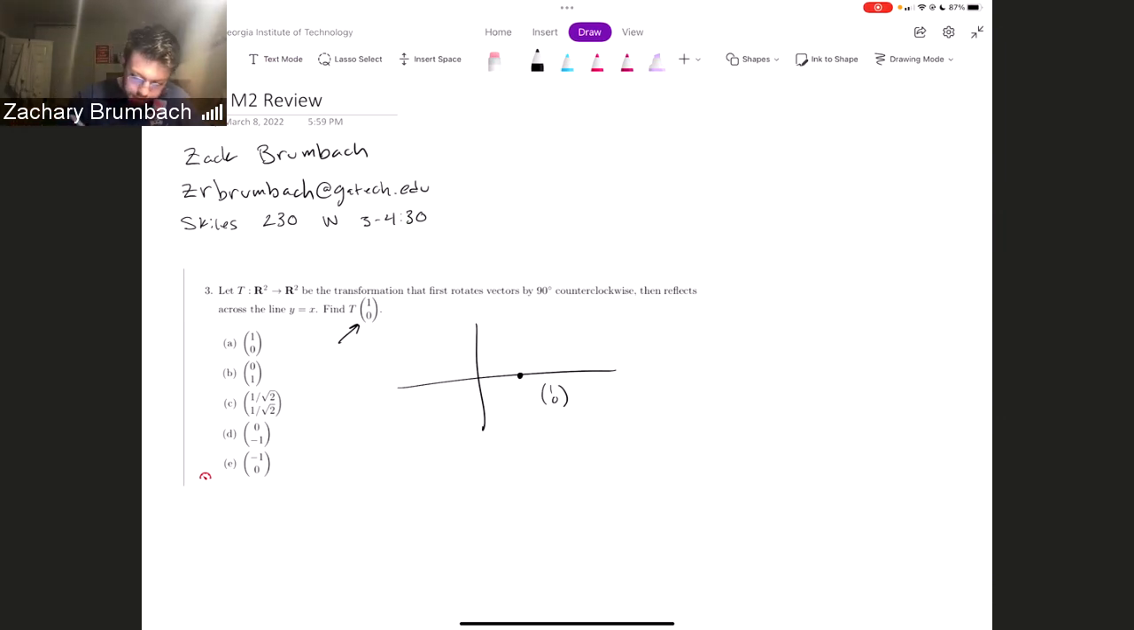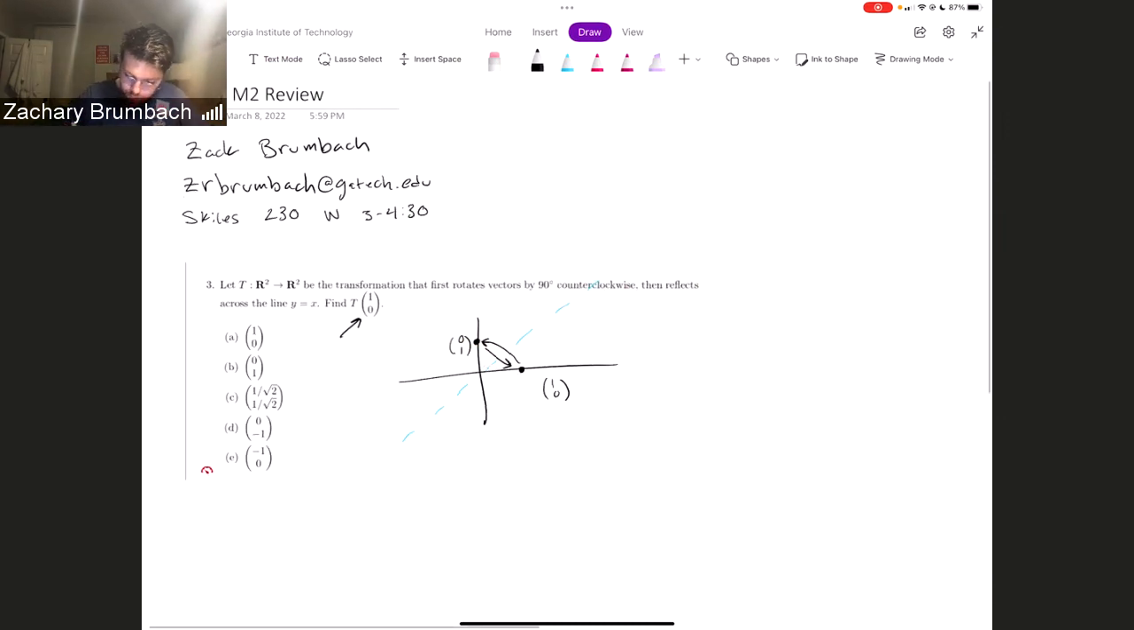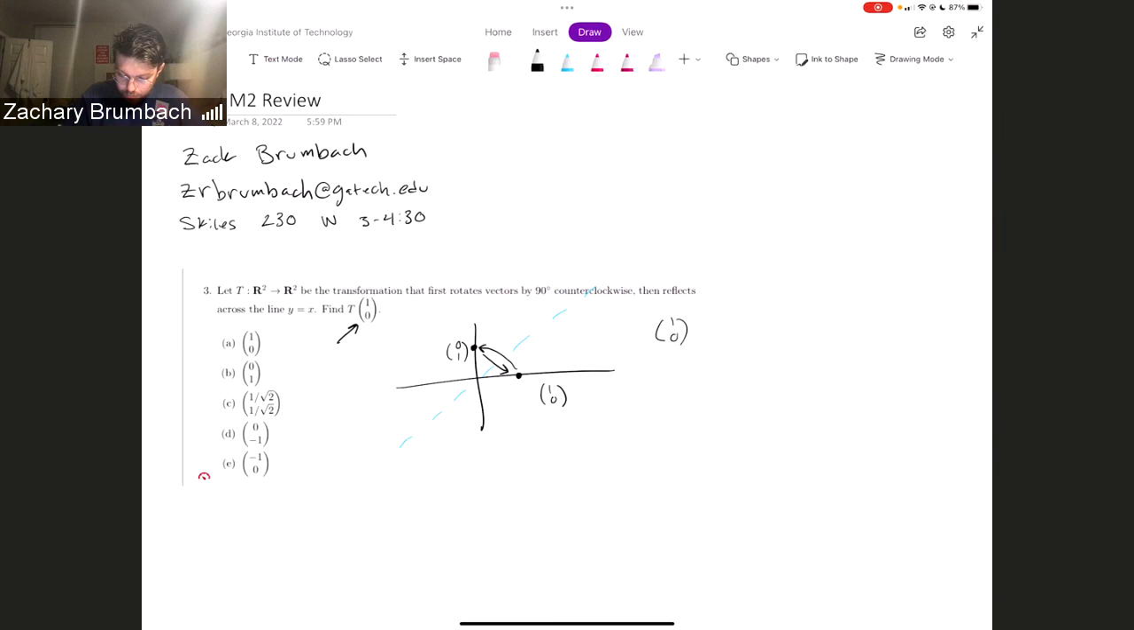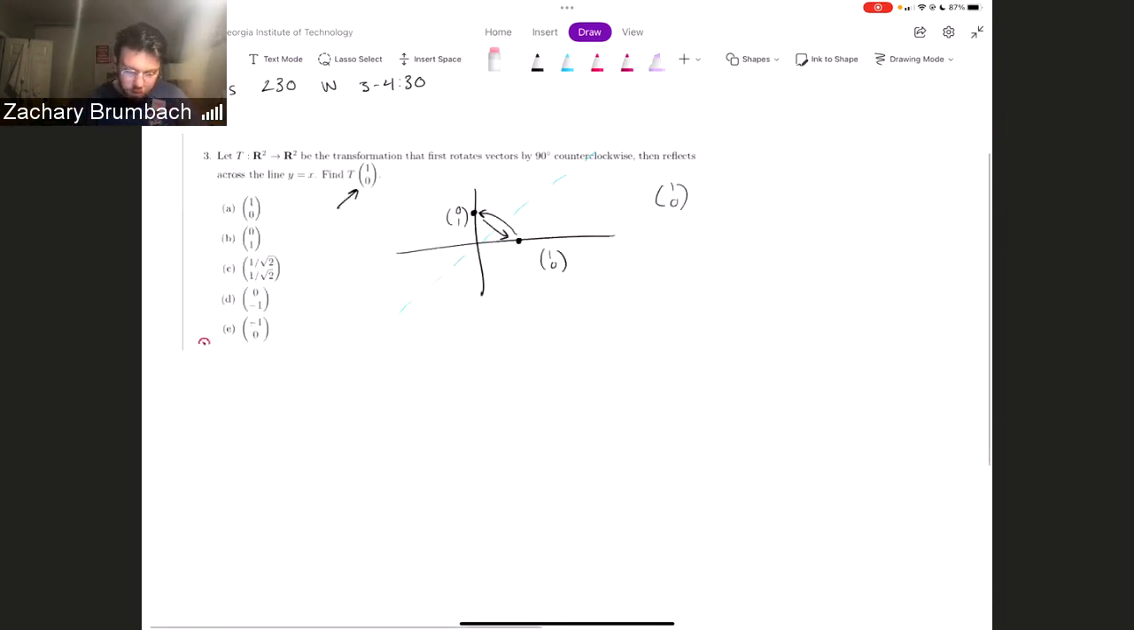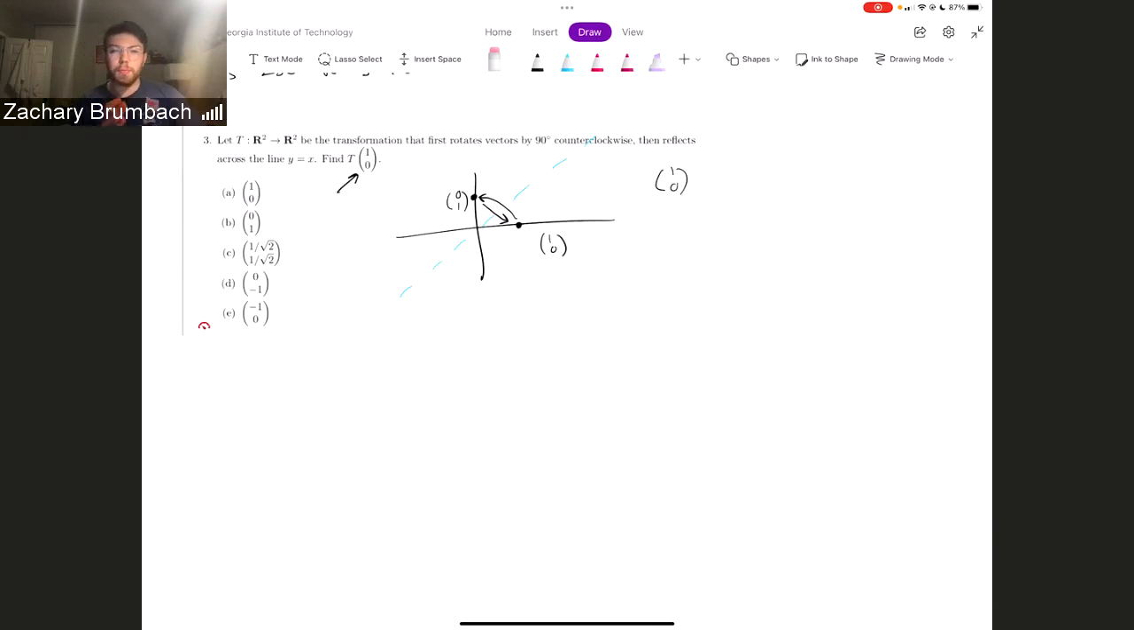The first thing that we do is rotate the vector by 90 degrees counterclockwise. That moves us to 0, 1. Then we're reflecting across the line y equals x, so we're flipping right back, and we should return right back to 1, 0. Let's double check to make sure. In this particular case, you can think of it as nothing really happens to this point. So that's how you can think about these sort of questions geometrically. You draw the point and you move it part by part through each transformation.